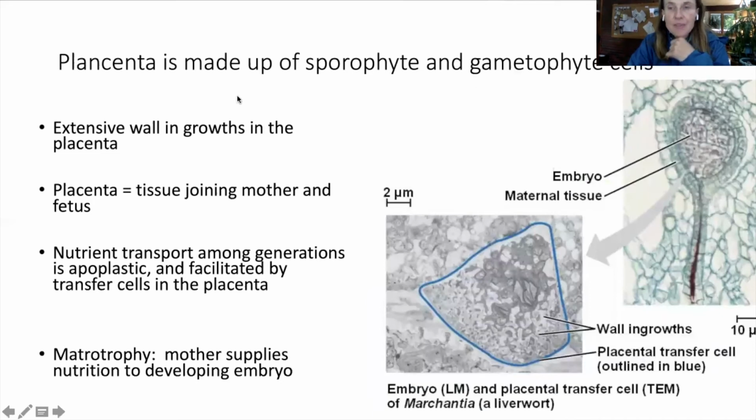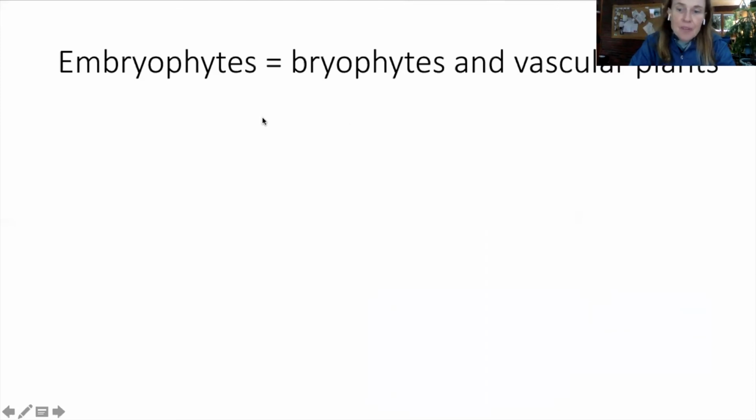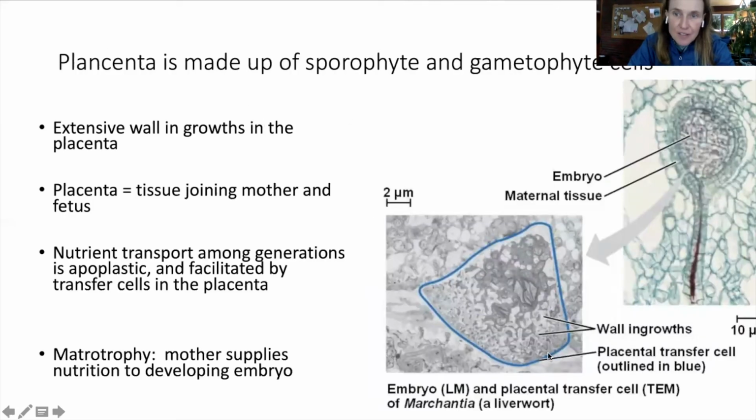All right, so if this is the archegonium, you see the structure and you can see the neck cells and you can see the embryo developing, right? It's got probably several hundred cells at this age. The placenta is just this little section right here at the interface of those two, right? So this is a bryophyte, this is a Marchantia, and you can just see the wall ingrowths intermingling and facilitating nutrient transfer.